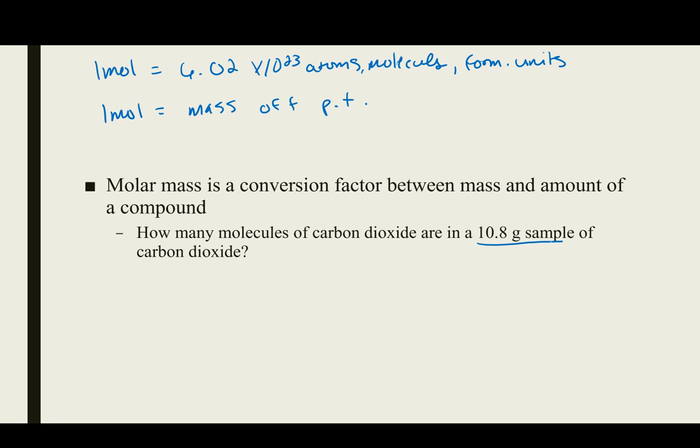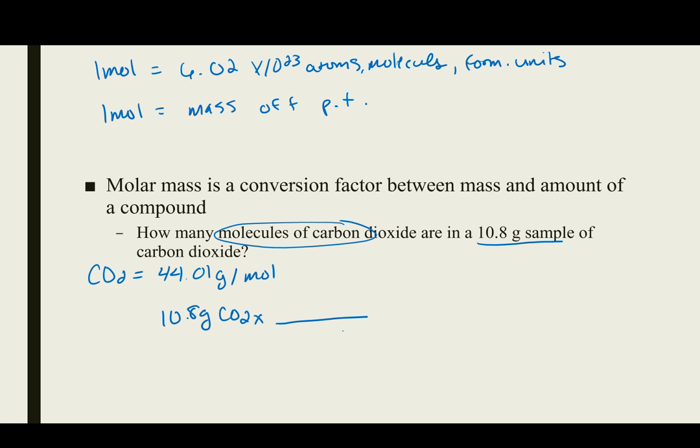So I'm starting with 10.8 grams of carbon dioxide, and I want to go to molecules of carbon dioxide. Anytime you see mass or grams in a problem, the first thing you're going to want to do is add up the molar mass of the compound. So carbon dioxide we had already done. So we know that it's 44.01 grams per mole. So I'm going to write down what I'm given, 10.8 grams carbon dioxide. And then just like before, you immediately cancel that unit. Before you even think about what do I do next or anything like that, cancel that unit.